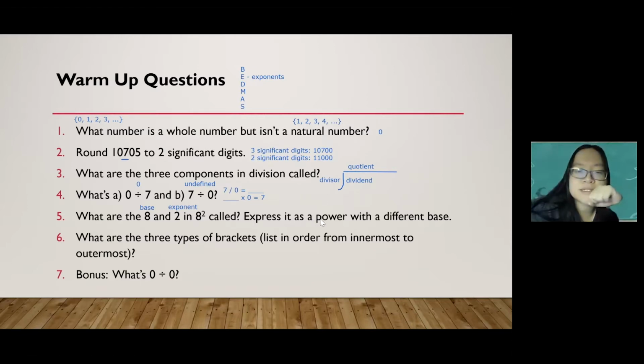Express it as a power with a different base. So it's kind of given away there. Right now the base is 8, right? Do you know how to express that with a different base? I want the same number, it has to still give me the same answer, but the base is different. And of course, when the base is different, the exponent will be different too. So can somebody tell me what is 8 squared? What will that give me?